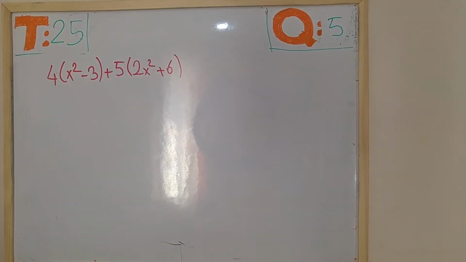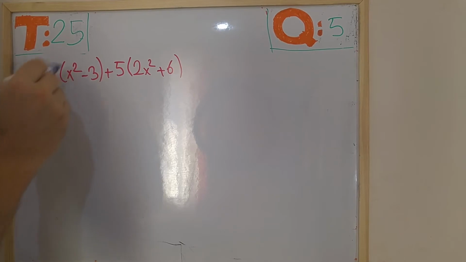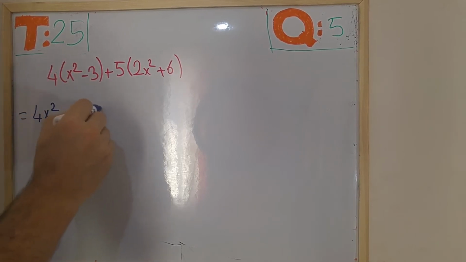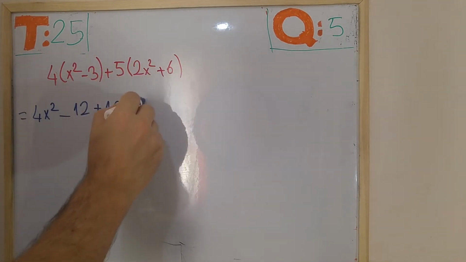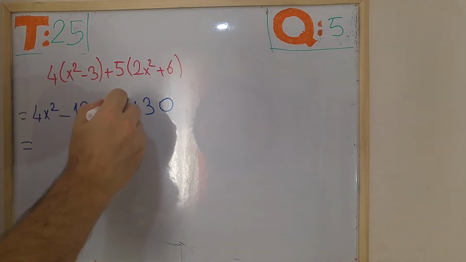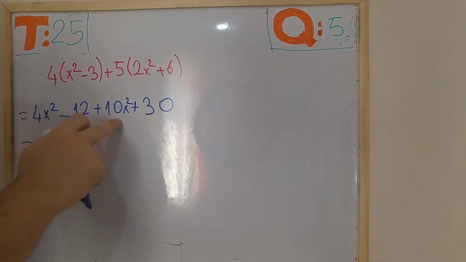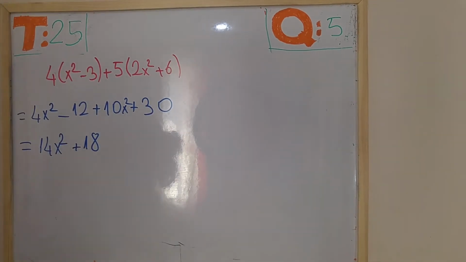Let's expand the parentheses. This is going to be equal to 4x squared minus 4 times 3, 12, plus 10x squared plus 30, which is going to be equal to 4 plus 10, which is equal to 14x squared, minus 12 plus 30 is equal to 18. This is the answer.